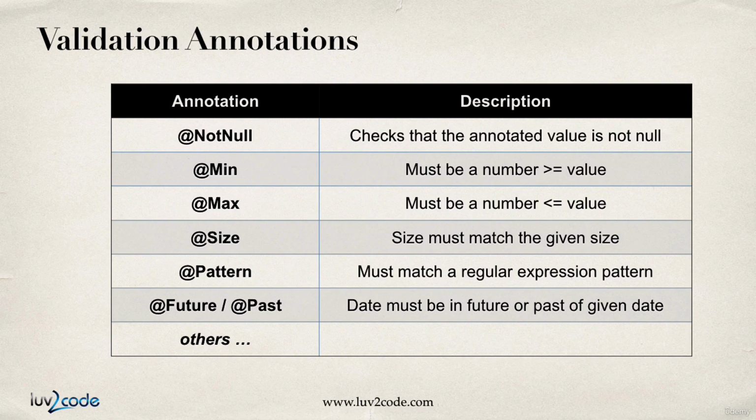All right, so let's take a look at some validation annotations. These are all fairly self-explanatory, but I'll go through them. @NotNull makes sure that the given value is not null. @Min and @Max basically apply to a number to make sure it falls within a given range. You also have @Size to make sure that the value matches a given size as far as the number of characters or the number of digits. You can also apply regular expression patterns using @Pattern. And then you have @Future and @Past. These apply to dates, so the date must be in the future or it must be in the past. And there are also some others.